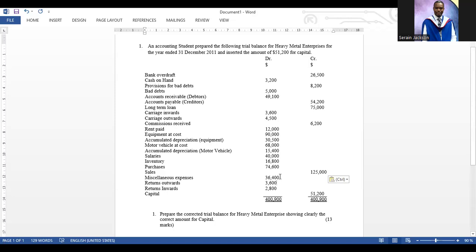Return outward, right? Now, return outward is what we would call a contra expense. You don't need to worry yourself about that terminology, but all you need to know is that the return outward account is reducing your expense, the purchases expense. So return outward is also called purchases returns, right? And then return inwards would be called what? Sales returns, right? So the purchases returns are returns outward. It would reduce your purchases expense, right?